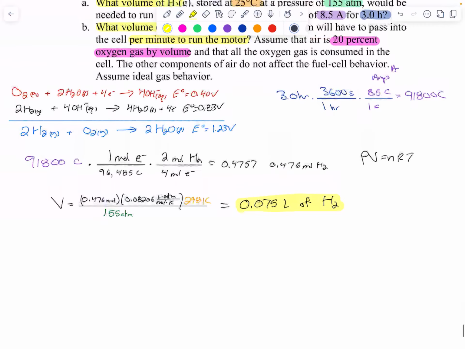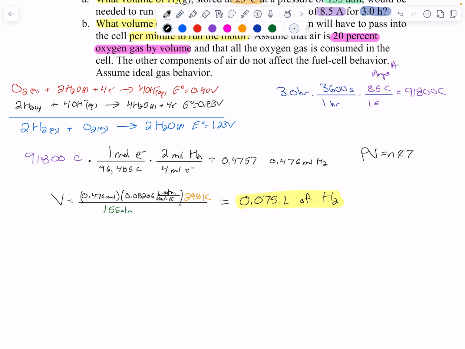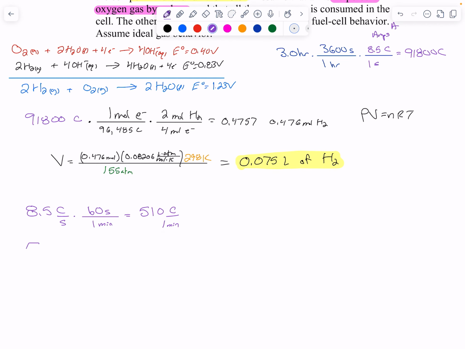Well, let's see. For B, we're starting with 8.5 coulombs per second, and we know that 60 seconds is 1 minute. So 8.5 times 60 is 510 coulombs per every 1 minute. So that's how many coulombs per minute we need.